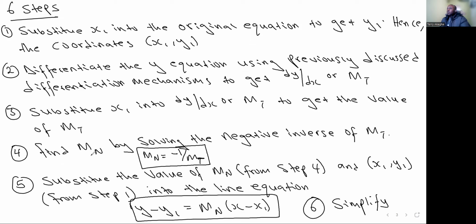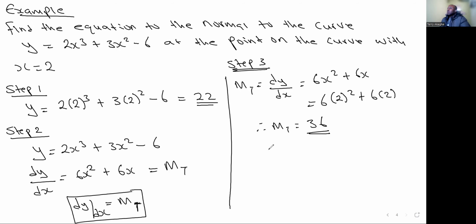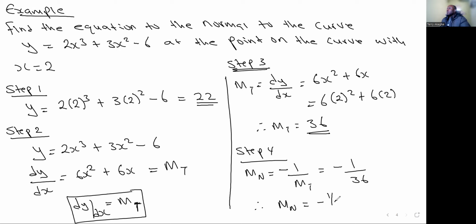To get the mn, we need to find the negative inverse of mt. So mn is equal to minus 1 over mt. Step 4, we need to get mn, and mn is equal to minus 1 over mt, and that will give you minus 1 over 36. So the mn that we're going to use is minus 1 over 36. Okay, good. Now that is for step 4.